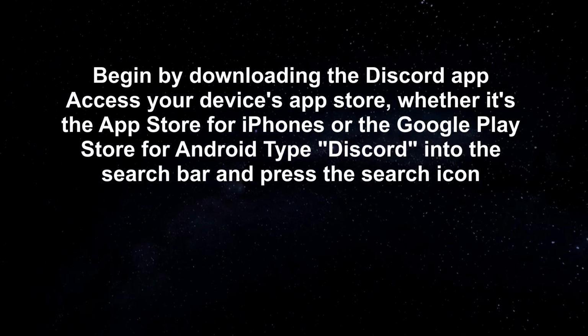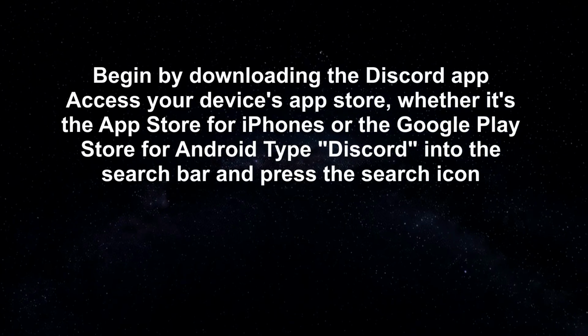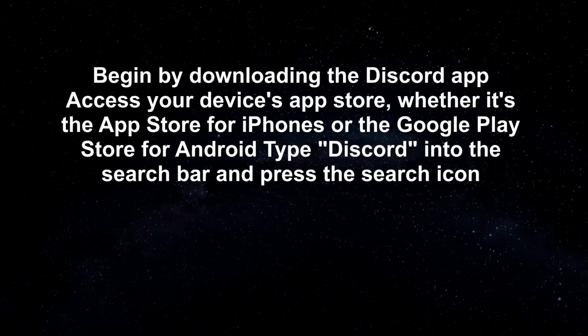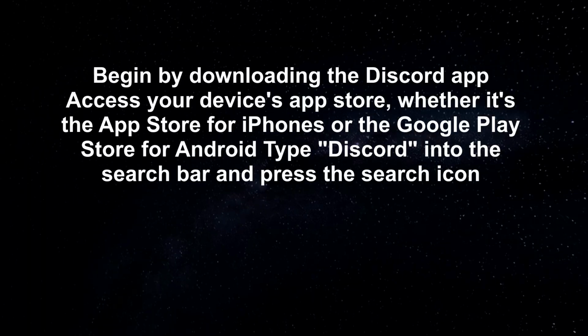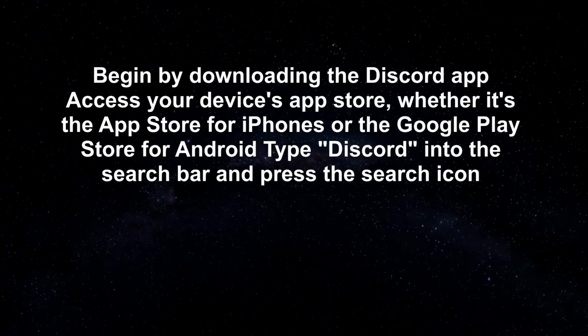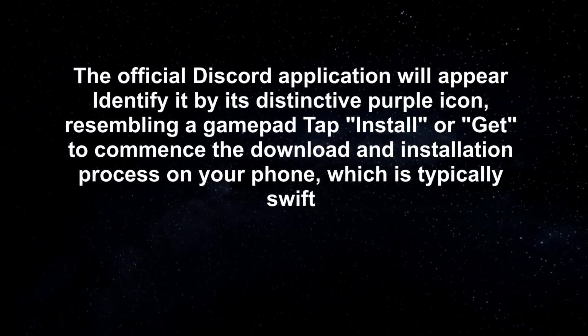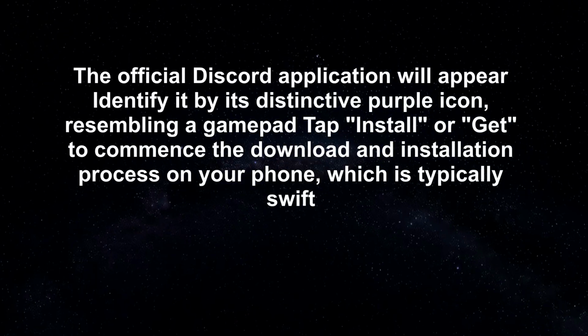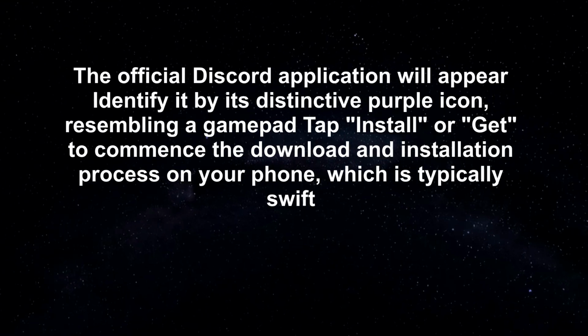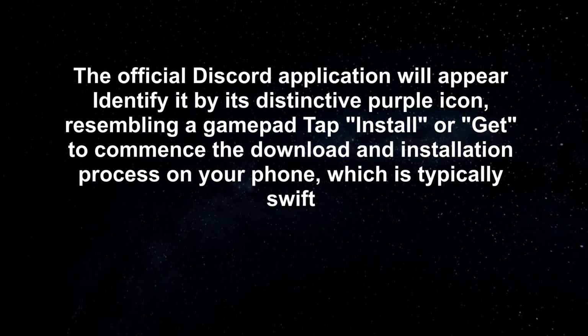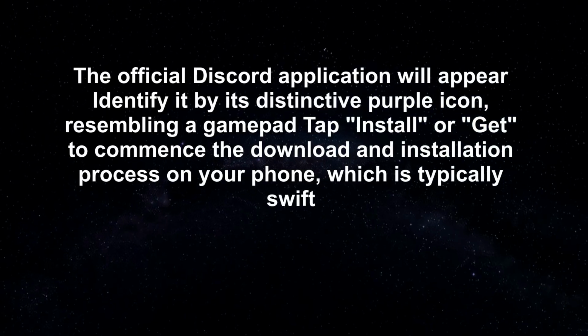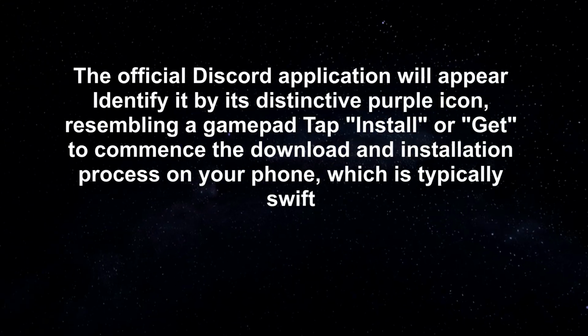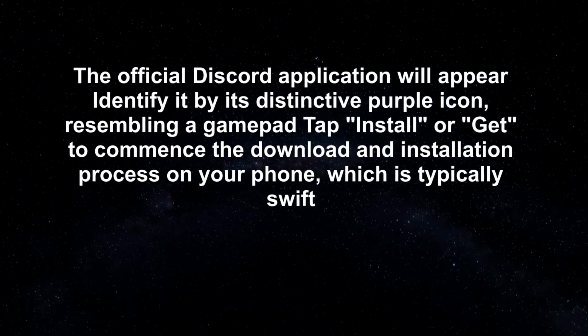Access your device's App Store, whether it's the App Store for iPhones or the Google Play Store for Android. Type Discord into the search bar and press the search icon. The official Discord application will appear. Identify it by its distinctive purple icon, resembling a gamepad. Tap Install or Get to commence the download and installation process on your phone, which is typically swift.